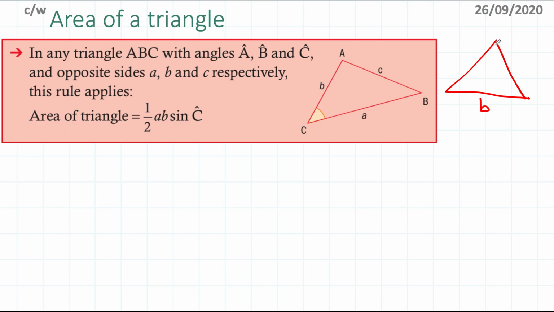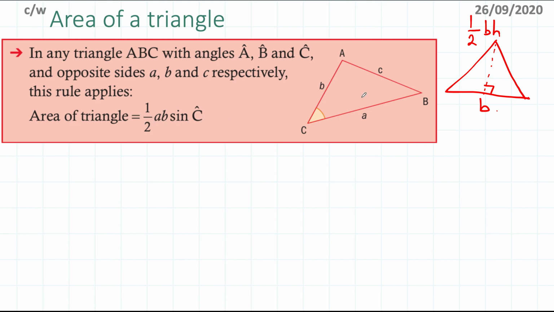So if this is my base, then the height is going to be like this, a 90-degree length to the base. So half times base times height only works for these specific ones. But we need a general formula that would apply for any triangle, even if we don't have the base and height. So this is where the general formula comes in: half AB sine C. And this applies to the area of any triangle, but specifically with these lengths and angles.